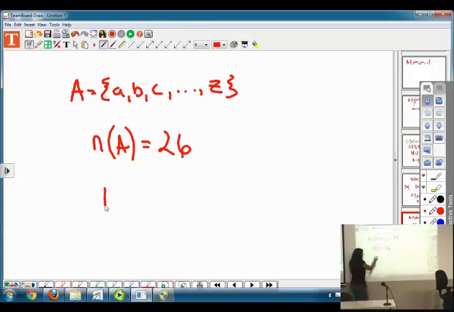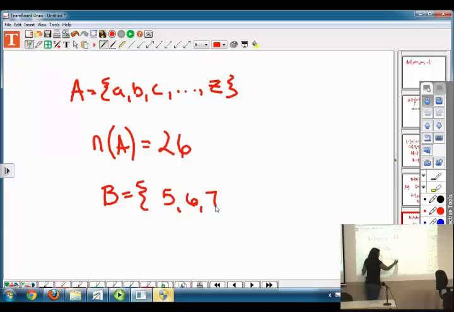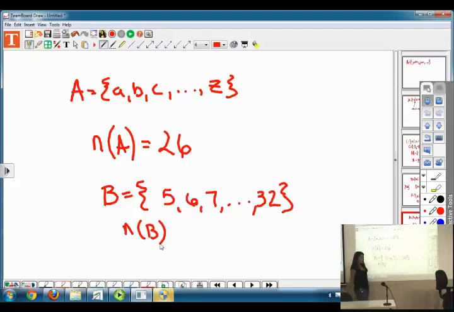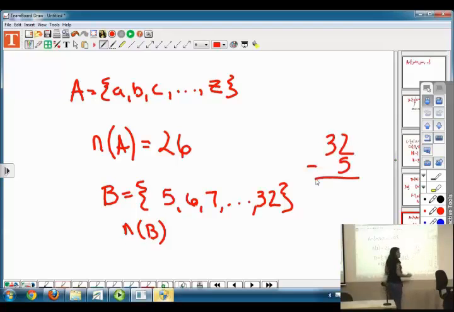What if I say set B is equal to 5, 6, 7, dot, dot, dot, 32. And I say, how many elements, the number of elements in B? So I hear 27, I hear 28. What do you think? So what are you doing? You're subtracting what? So you're saying 32 minus 5, and you get what? Okay, so you get 27.